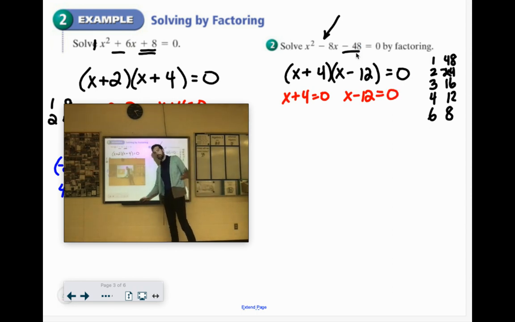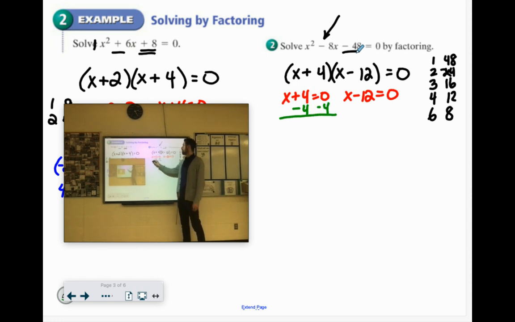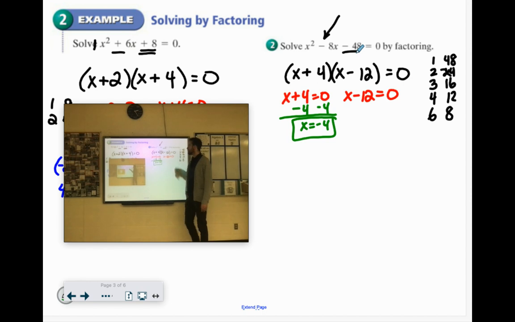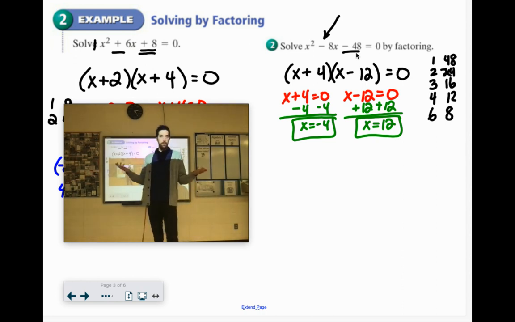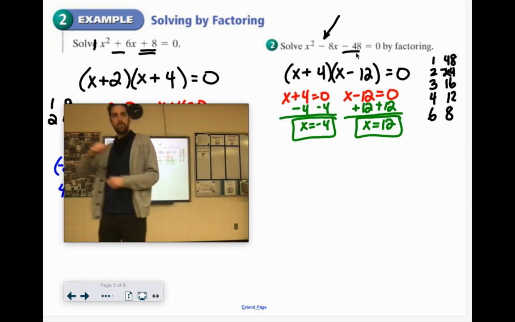How do you solve x plus 4? You subtract the 4. X equals negative 4. How do you solve the x minus 12? You add the 12. X equals 12. Feel free to substitute those back into the original equation and check it. They both work out. Now let's turn it up a little notch with the factoring. Let's go to some more difficult ones.